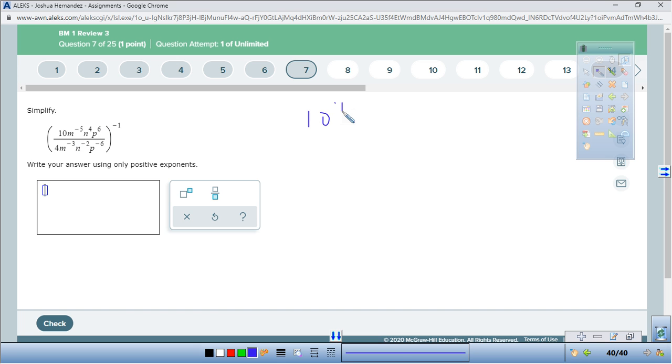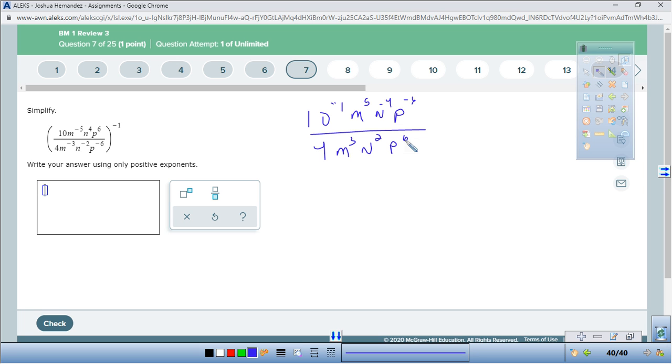10 to the -1. You're going to have m to the positive 5, n to the 4th, that's negative now, so p to the -6, all over 4. You're going to have m to the 3rd, n squared, p to the 6th, which is negative, now positive, and now we start breaking them up. That's it. We're going to start breaking it up.